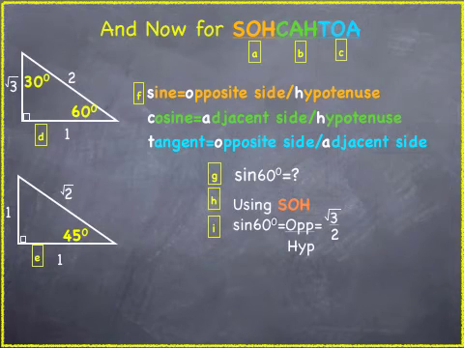And if we look at the opposite side to 60 degrees, we have square root of 3, and the hypotenuse is 2. So square root of 3 divided by 2 is our answer. That's what the sine of 60 degrees is. Now when we did unit circle, 60 is the same as pi over 3, and sine of pi over 3 is also square root of 3 over 2.